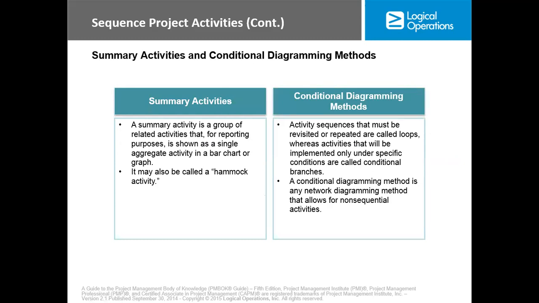The summary activity is a group of related activities that, for reporting purposes, is shown as a single aggregated activity in a bar chart or graph. It may also be called a hammock activity. What are we talking about?